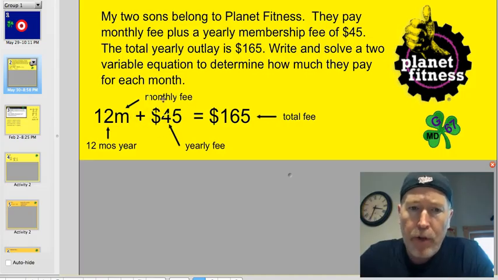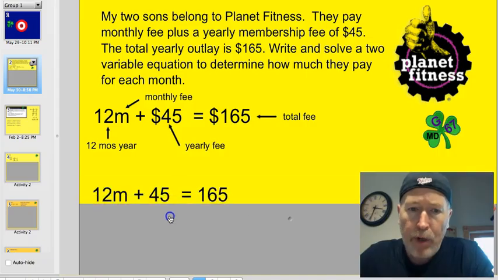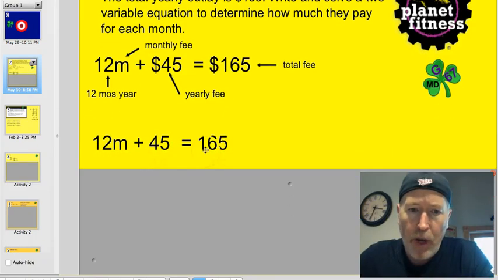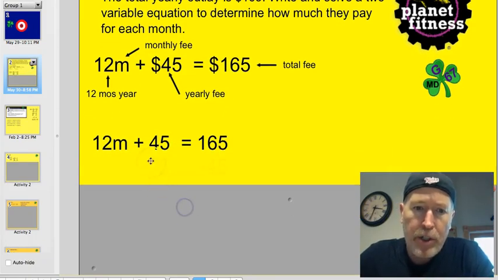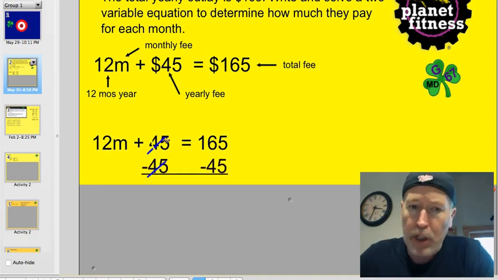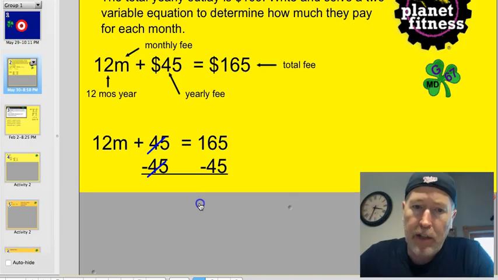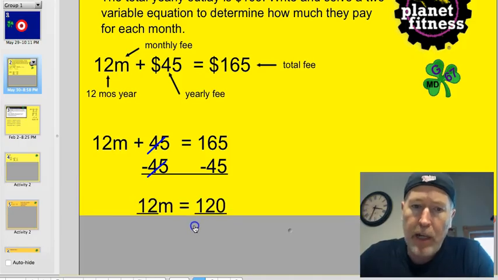In order to do that, first we have to get rid of this dangling 45. So we're going to subtract that 45 from both sides of that equation. And when we do that, we're going to start to have isolated that variable a little bit more. The plus 45 and the minus 45 cancel out. And what I'm left with is 12m on one side equals 120, 165 minus 45.